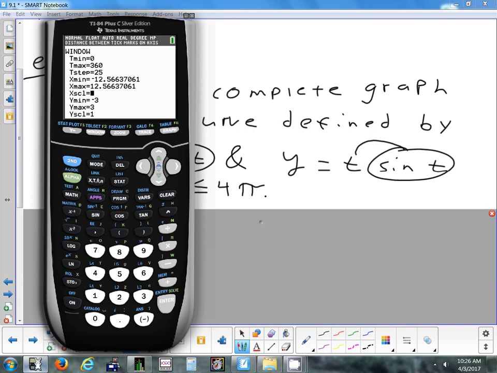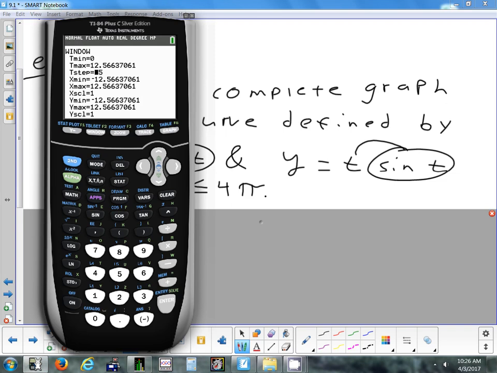-4 pi, right? Because sine can be -1. And if t was 4 pi, okay. So I'm going to set my y min and max the same. And what about my t min and max? What am I setting for that? 0 to 4 pi.